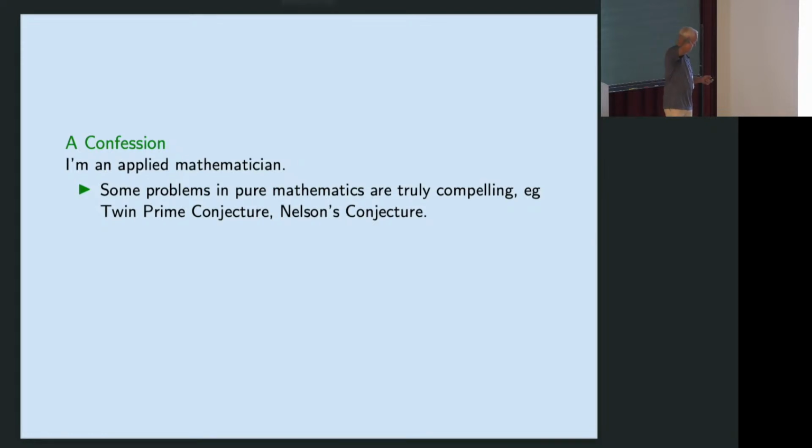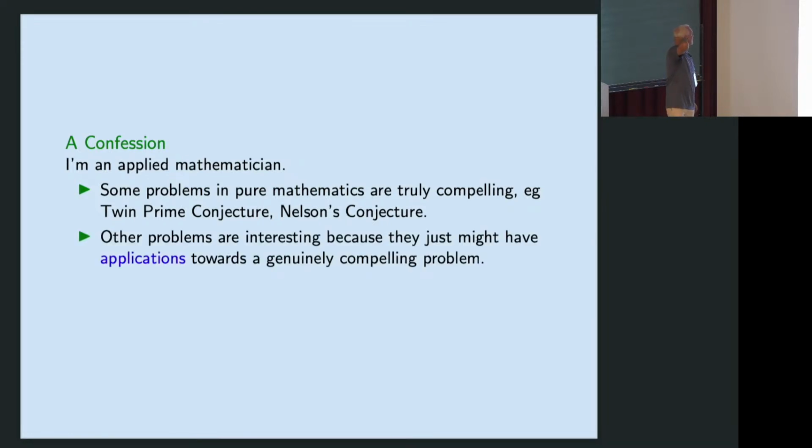Other problems are interesting because they just might have applications towards a genuinely compelling problem. So the real reason we looked for the excluded minors for 2-regular and 3-regular matroids is because we felt they just might have applications towards two genuinely compelling problems.